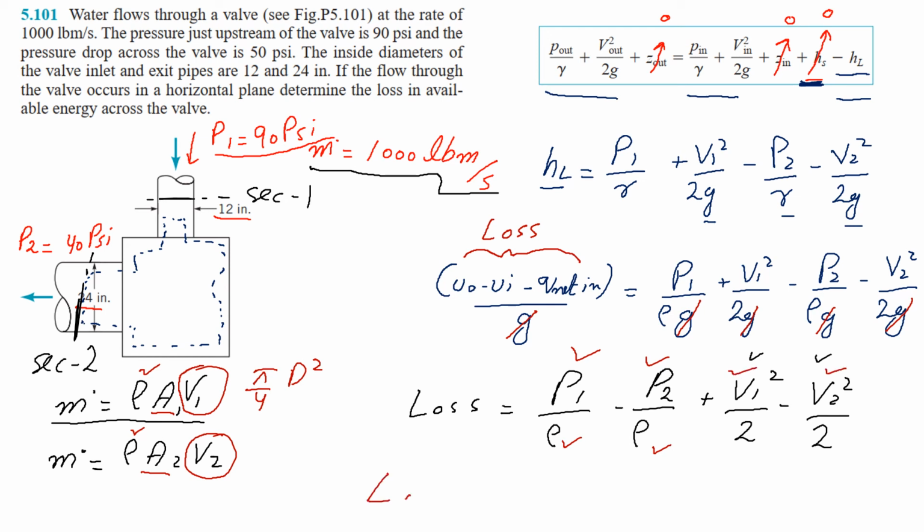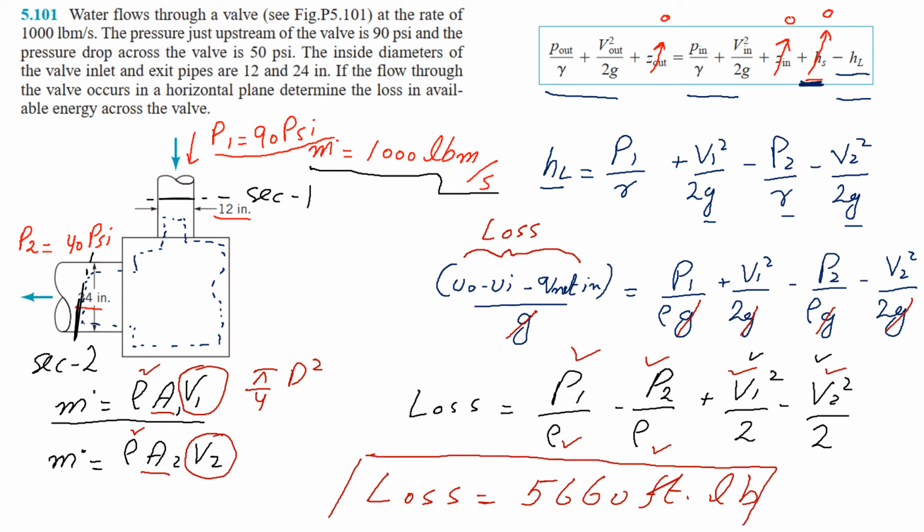So the whole loss across this valve will come out to be 5660 foot-pound. So this will be my final answer, and this was what is required. That was, if the flow through the valve occurs in a horizontal plane, determine the loss in available energy across the valve. So this is the loss due to the viscous effects, because we are not considering the loss due to the mechanical effects, because there are no rotational components inside this valve. So the only loss occurring is due to the viscous effects. So hope this was clear.